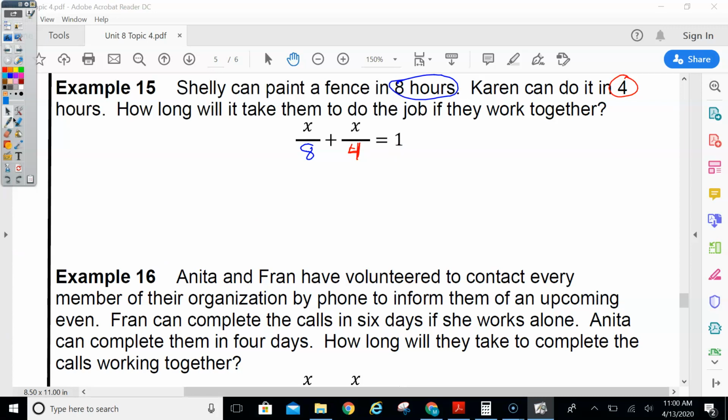Okay, so now I need the least common denominator between 8 and 4. So 8 is 8, 16, 24. 4 is 4, 8, 12. So they both have 8 as their common multiple. So I want to make all of these have denominators of 8. Well, this one already has an 8, so that one's just going to stay x over 8. What do I got to multiply this one by to make it 8? I got to multiply it by 2. Multiply this by 2, so that's 2x.